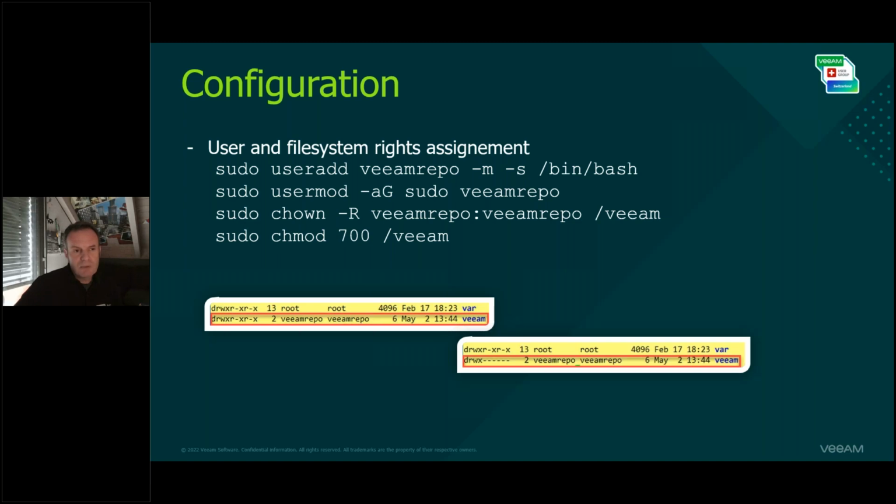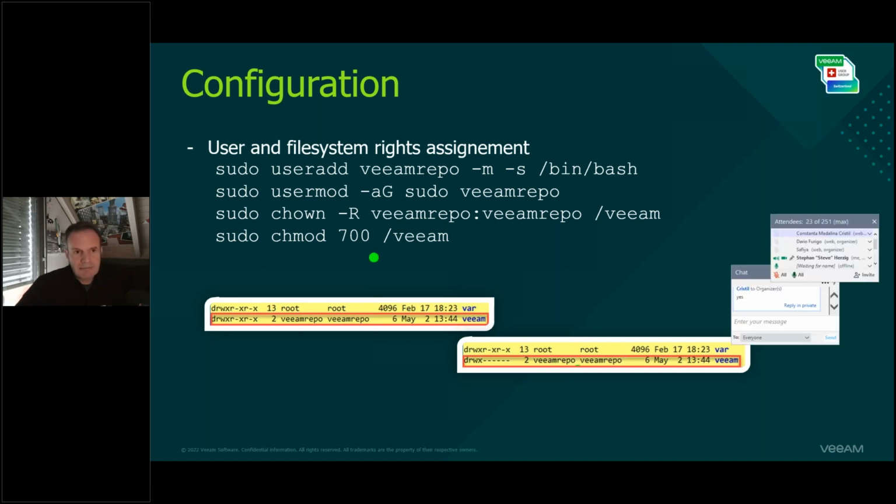What does that mean? Well, here we give the Veeam repo user and the Veeam repo group the necessary rights to /Veeam. This is the mount point where we will have the repository. And then we only allow this access for the user. 7 means read, write, execute.